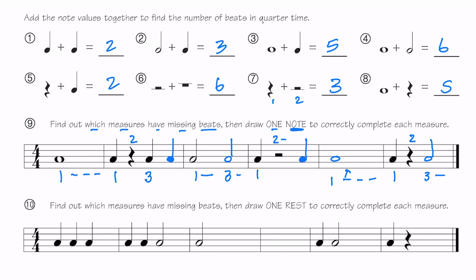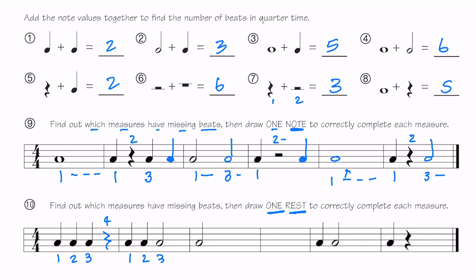Now I could draw in 2 quarter notes, which would be technically correct, but I asked you to draw in one note. So one note would be a half note. On every one of these, you could draw in, fill it up with quarter notes, and you'd be technically correct, but follow the directions. All right, number 10, find out which measures have missing beats and draw in one rest to complete the measures. All right, so 1, 2, 3, I'm missing beat 4, and this is a rest, so quarter rest. See if you remember how to draw a quarter rest.